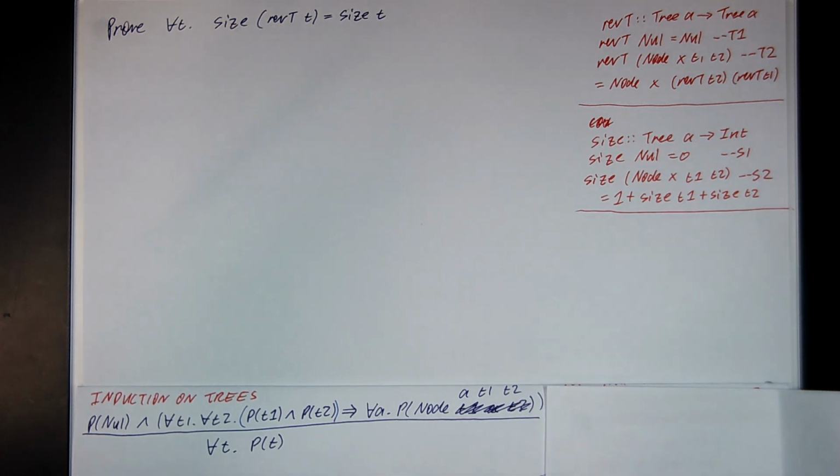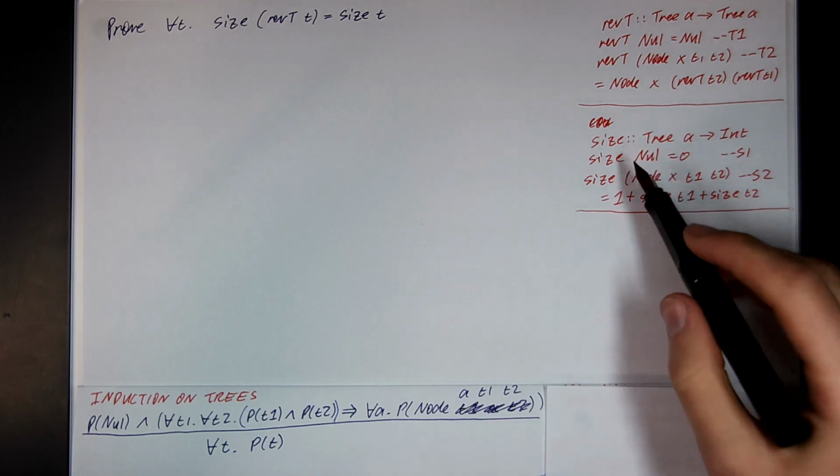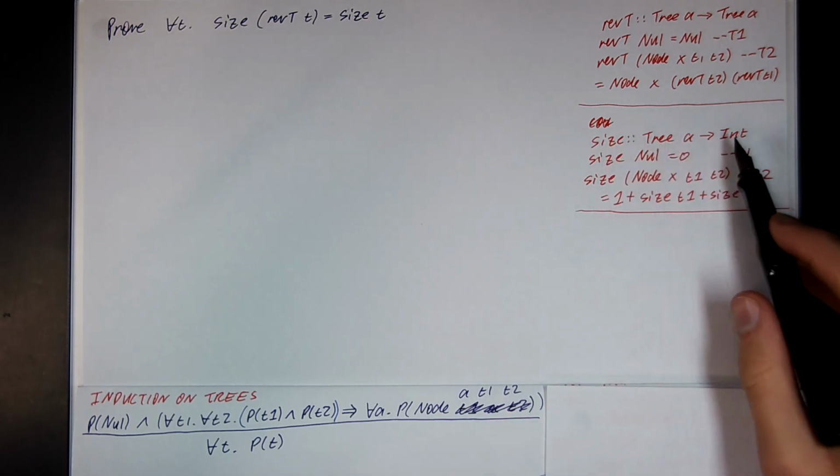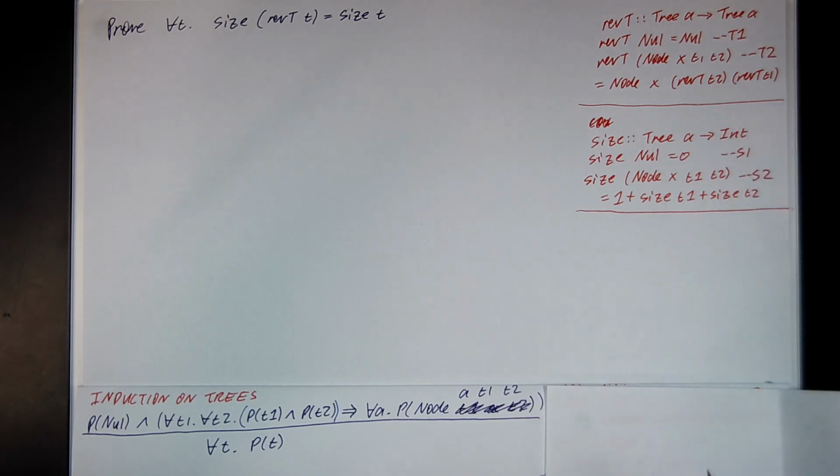Okay, now I've defined a new function on trees, and this function will take a tree and return the number of elements in it. And I've called that function size. So here's the function. Size takes a tree with any type in it and returns an int that represents the number of things in that tree.